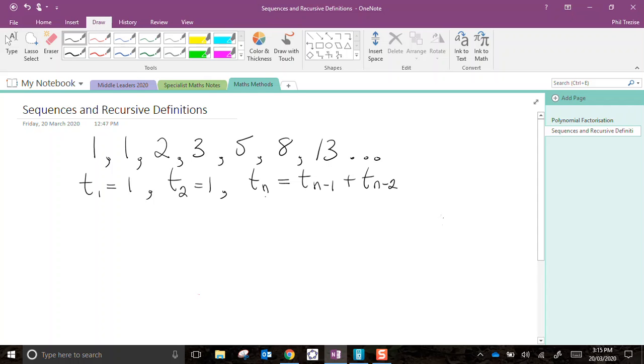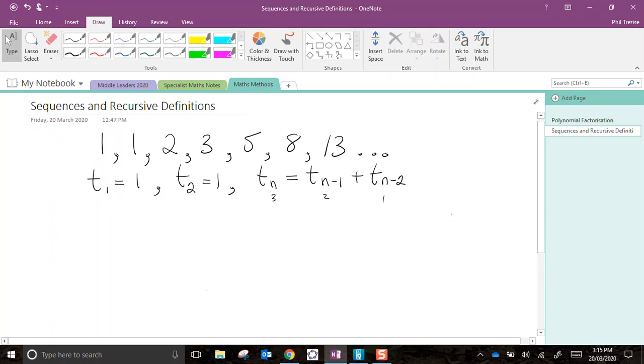So if n equaled, say, 3, then this becomes 3 minus 1. This is term number 2, and 3 minus 2 becomes 1. So we're saying add term 1 to term 2, and that gives you term 3. That's exactly what we did. We took the first term plus the second term and added it to give us the third term. So that's a recursive definition because it is written by referring to previous terms in the sequence.